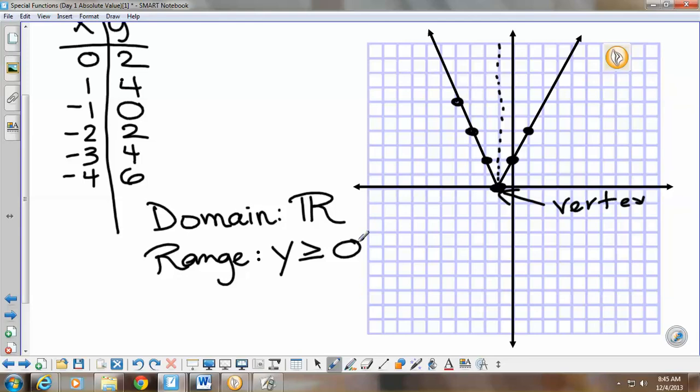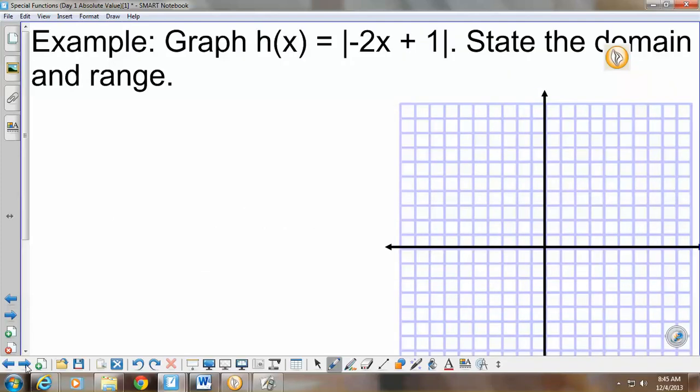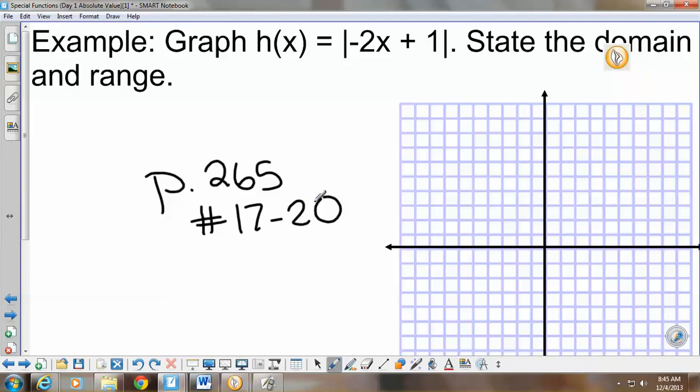Alright, I'm going to stop here so that you guys can get started on your homework. If you need to ask questions, you can do that. I have 4 problems for you to practice. Page 265, 17 through 20.